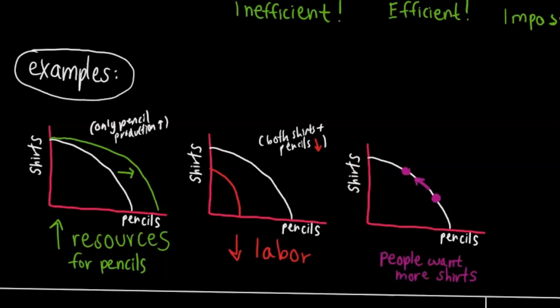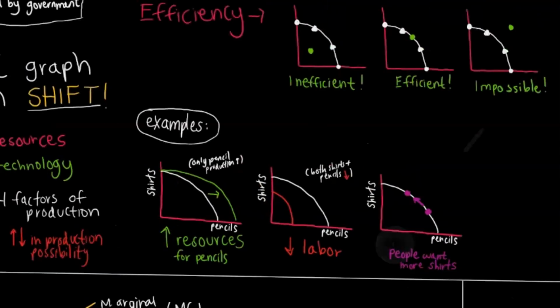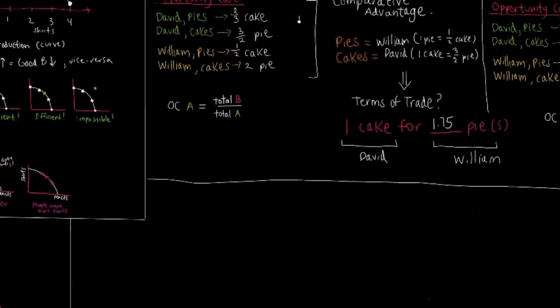So if people want more shirts and we have a point on the production possibilities curve, it is going to shift upwards towards shirts, right? So now we produce fewer pencils, but more shirts to accommodate for the increased demand in shirts.